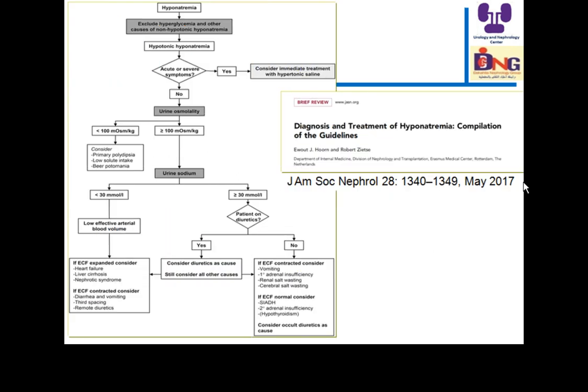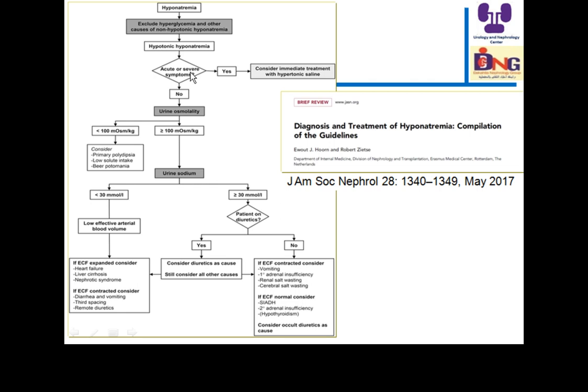Another article which is very important is on the diagnosis and treatment of hyponatremia, and this is a very nice algorithm. If you have hyponatremia, exclude hyperglycemia and other causes of non-hypotonic hyponatremia. If you are left with hypotonic hyponatremia, then ask yourself, are there any acute or severe symptoms? Treat first. So consider immediate treatment with hypertonic saline.